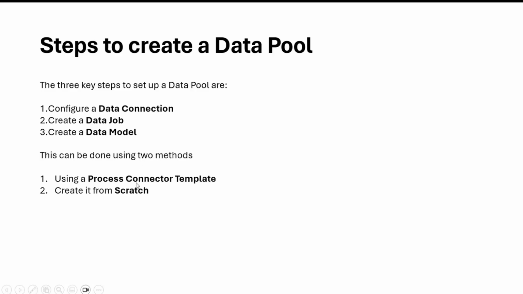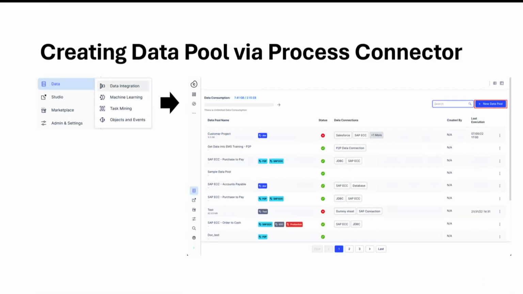These 3 steps can be done in 2 methods. One is using a process connector template, which is already pre-made by yourself, or Celonis also provides some that you can utilize. Or you can do this whole 3-step process to create a data pool from scratch. So let's look at the first step, how to use a process connector to create a data pool.